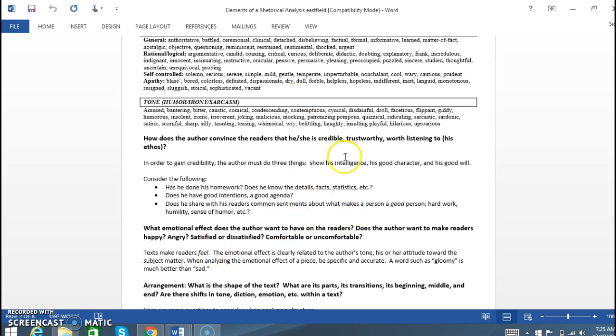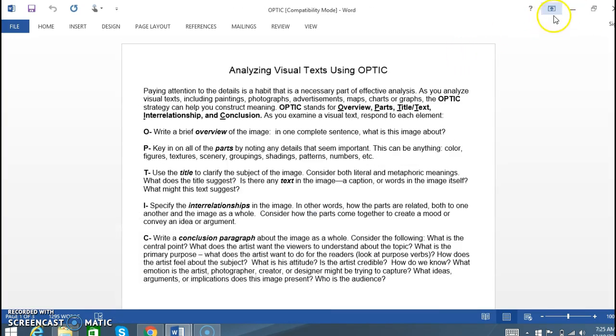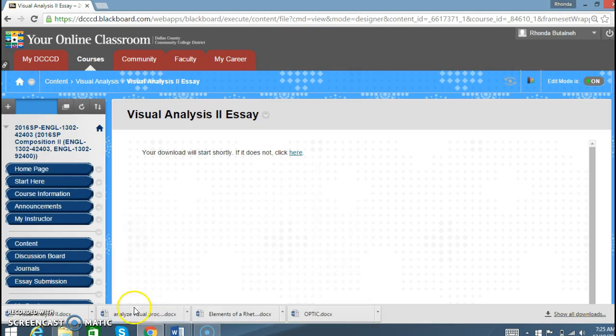Okay. So this question is arrangement. This is helpful when you're talking about a text, but it's also helpful when you're talking about an image because that's how you're going to analyze your image. Okay. Probably look at that.